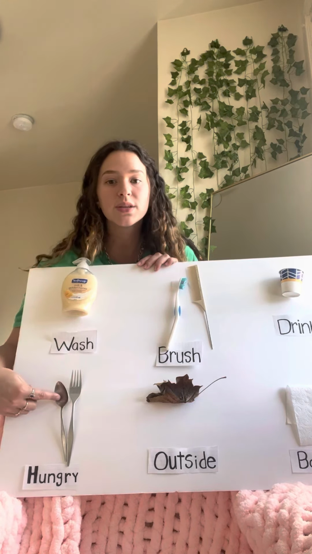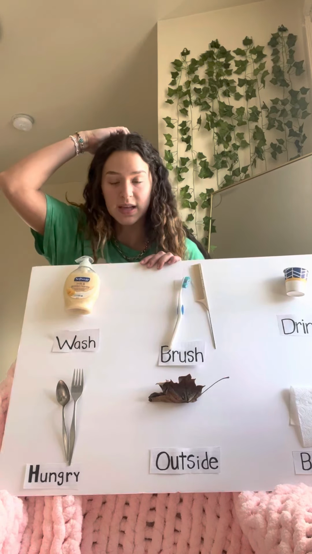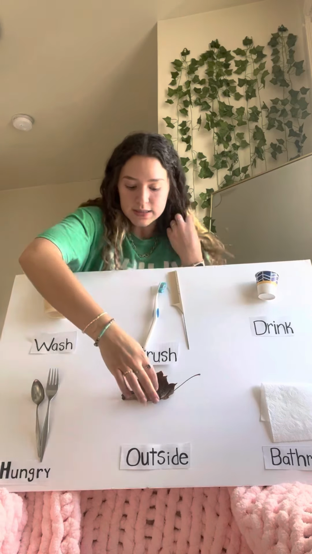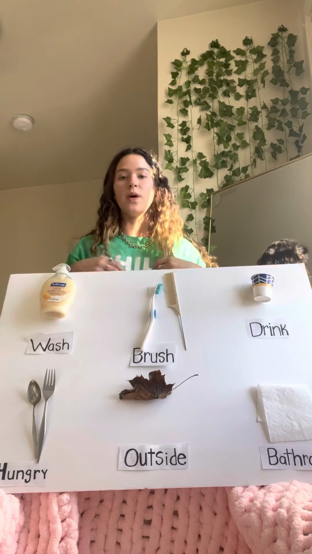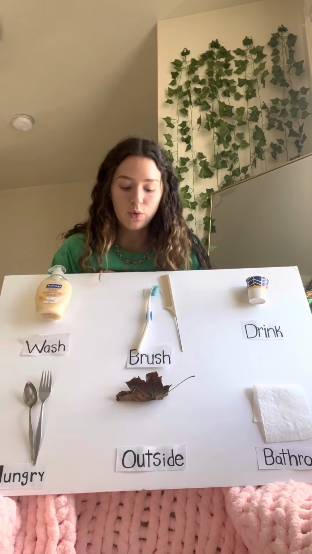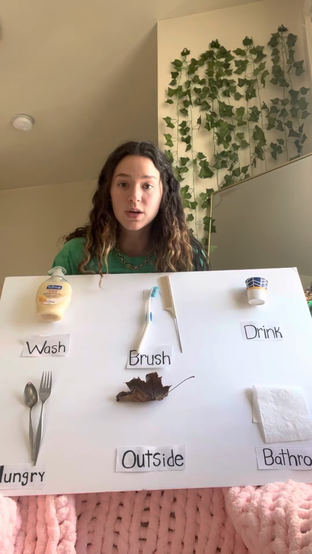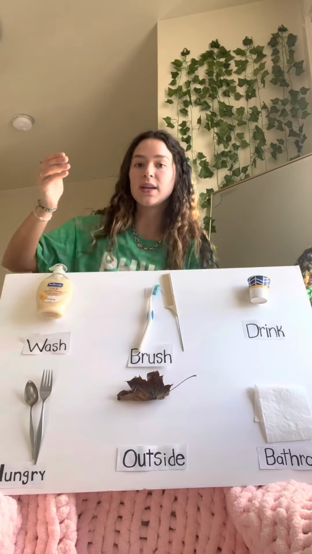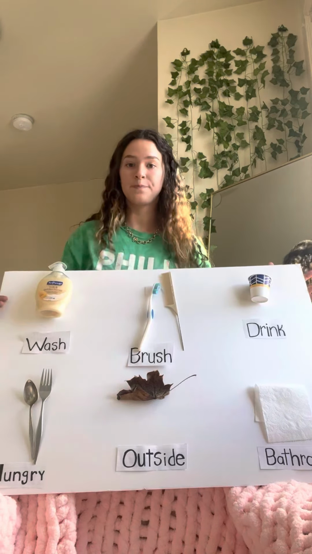He could easily point to the utensil that he needs, and whoever he is trying to communicate that to could get it for him. The next one I got is a leaf, and that signifies outside. So maybe he wants to go on a walk, or he just wants to enjoy the outdoors. It's a nice day out, tired of sitting inside. So this would easily mean I want to go outside, I want to play.